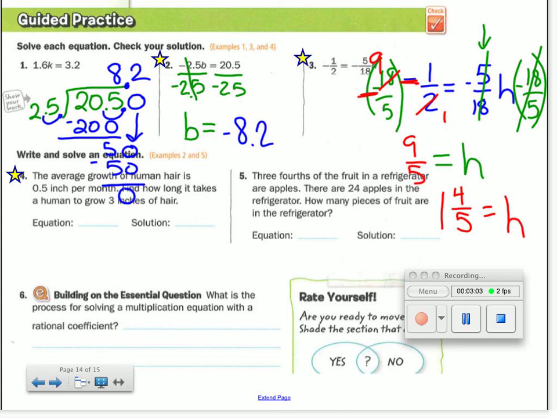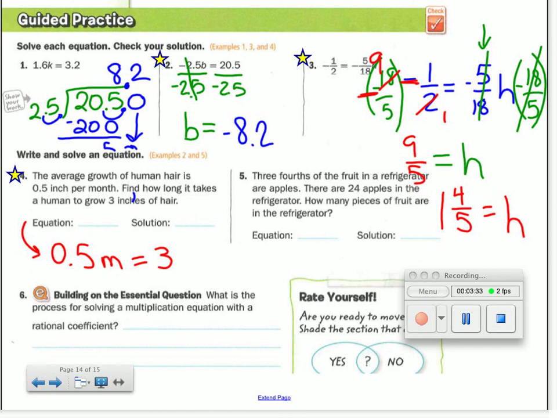The last one, reading the story problem, it says the average growth of human hair is 0.5 inches per month. Do you remember how we said if they say per something, you can pretty much bet on the fact that it's 0.5 times, let's use m for month. So 0.5 inches for every month. So if it's 1 month, it's 0.5. If it's 2 months, it's going to be 1 inch, and so forth. We want to know how many months it will take to grow 3 inches. So this is going to be your equation.